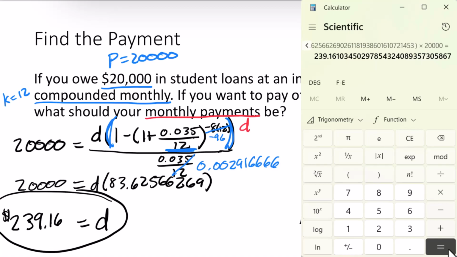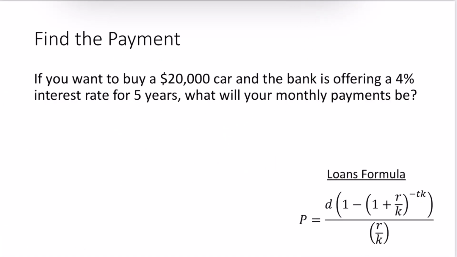So why don't you guys go ahead and try this problem? Figure out what your monthly payments will be if you want to buy a $20,000 car at a 4% interest rate for 5 years. So pause the video and restart it to see how I would solve it.